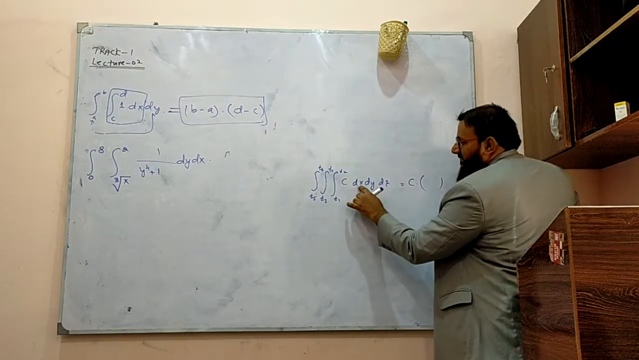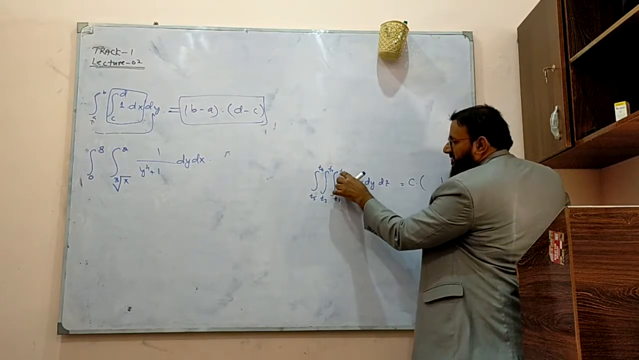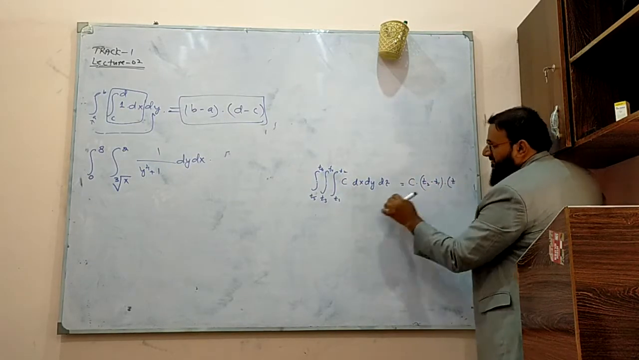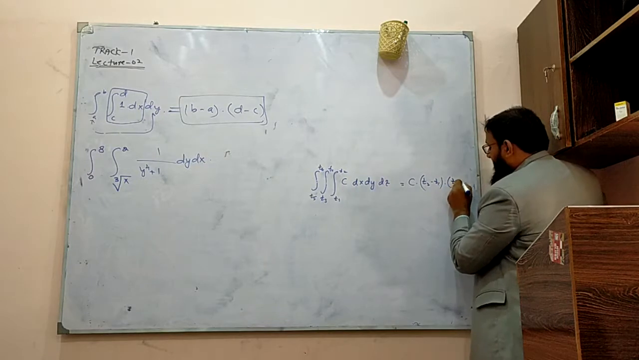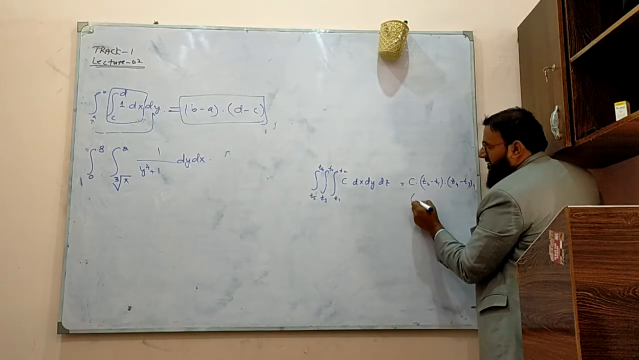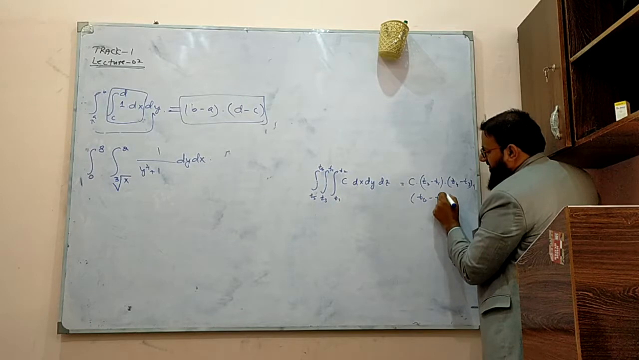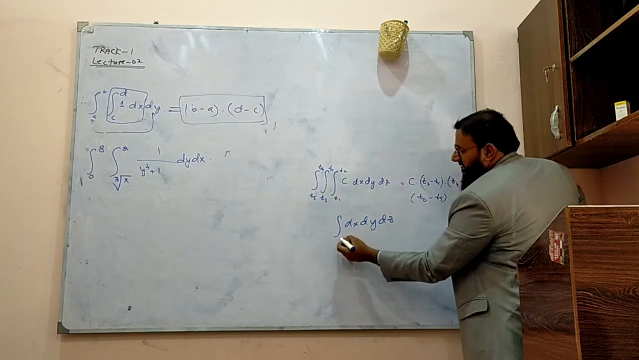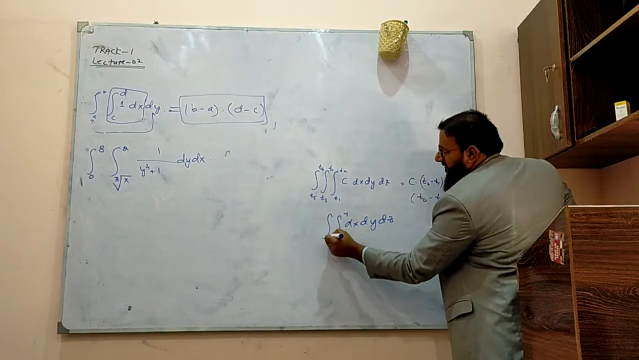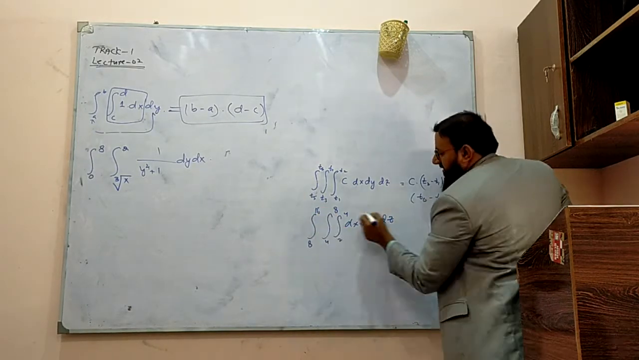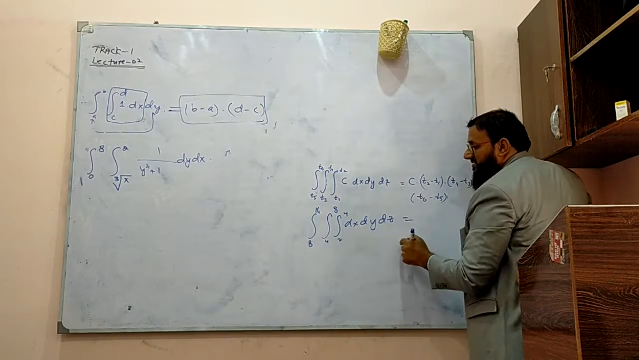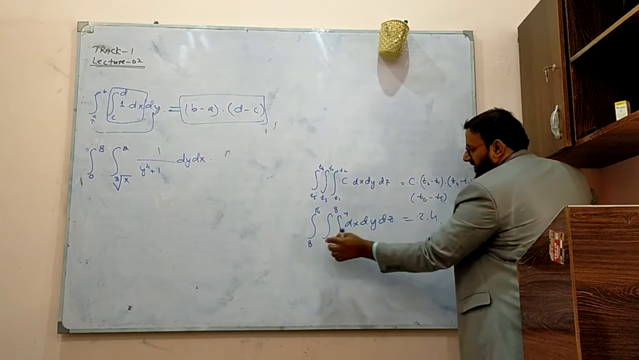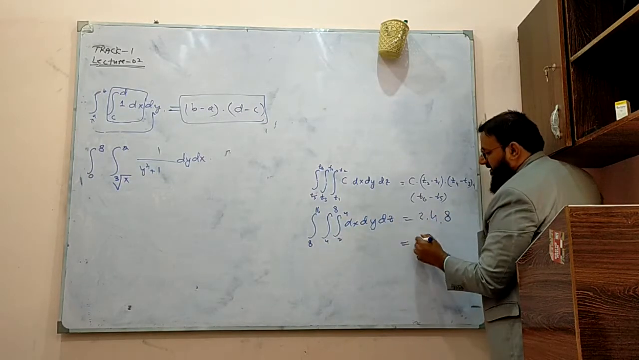Check the limit of x, y, or z, whatever. t2 minus t1, multiplied by t4 minus t3, multiplied by t6 minus t5. You can apply it to anything, dx, dy, dz, and 2 to 4, 4 to 8, 8 to 16, or whatever. So 4 minus 2 is 2, multiplied by 8 minus 4 is 4, multiplied by 16 minus 8 is 8. 2 times 4 times 8 is 64.